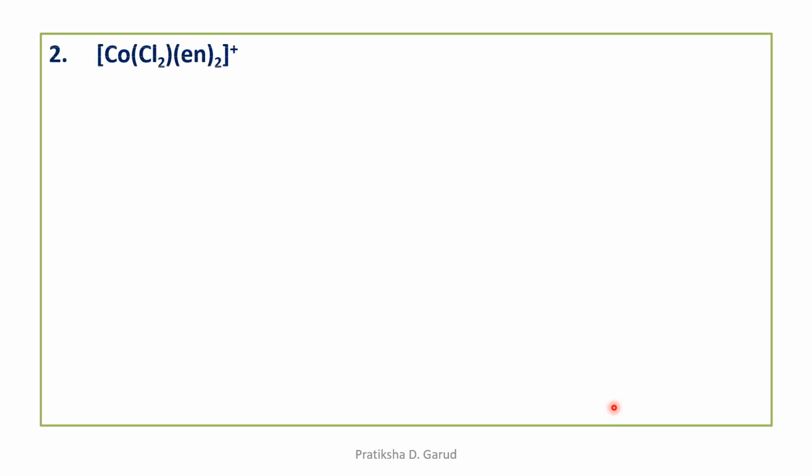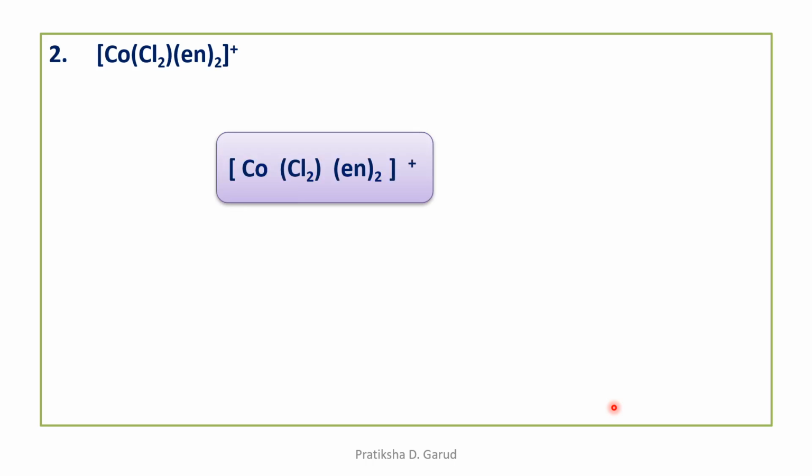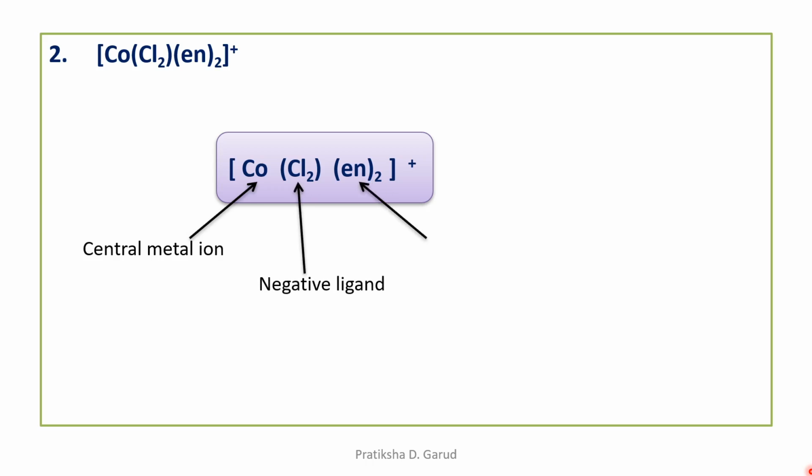Then the second example is [Co Cl2 (en)2]+. So again we have to write this complex ion in this way, and then in this complex we should know the central metal atom or the ion, then the ligands. Again in the ligands, neutral ligands, positive ligands, and the negative ligands. So this cobalt is the central metal ion. Why ion? Because it is having a plus charge. Then chlorine is the negative ligand, and en, that is ethylenediamine, is known as the neutral ligand, and this +1 is the charge on the complex ion.